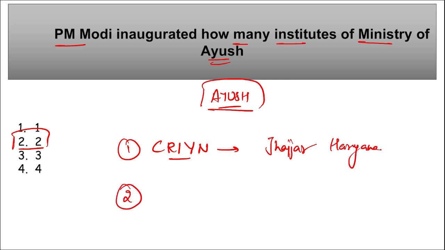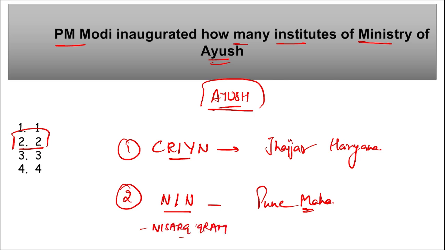Right. Second institute, remember, is named National Institute of Neuropathy. And where is this? This is in Pune, Maharashtra. Right. So these two, National Institute of Neuropathy, remember Nisarg Gram also, that is in Pune, Maharashtra. So these are the 2 institutes of the Ministry of Ayush.